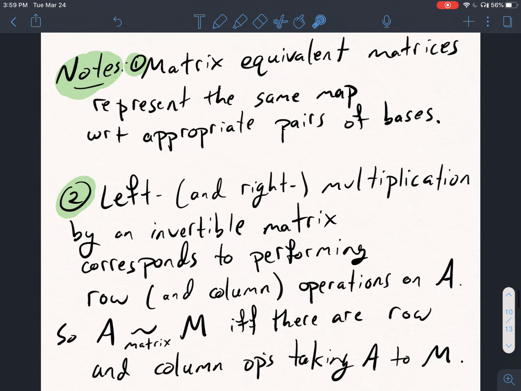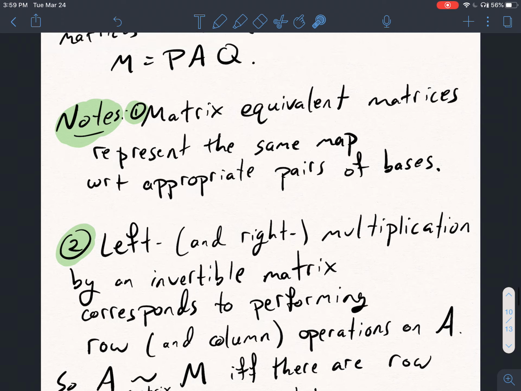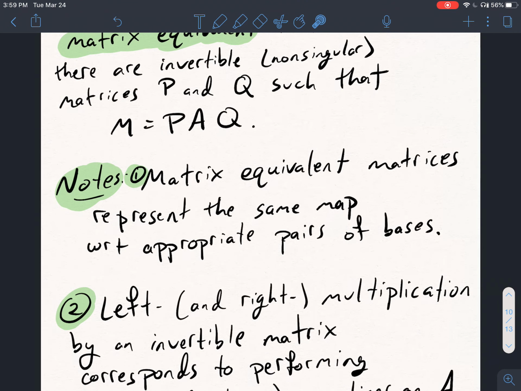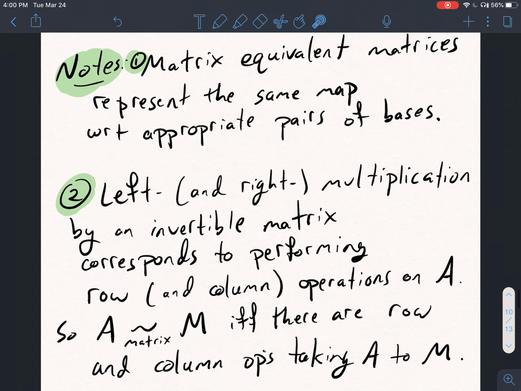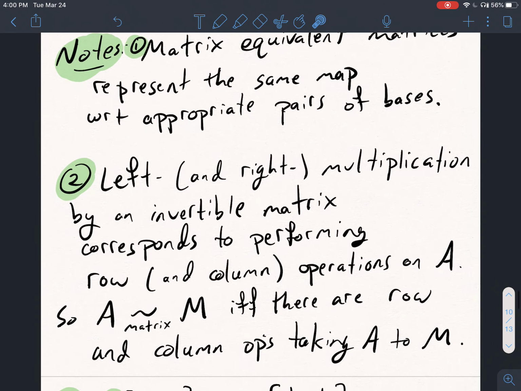Therefore, if A and M are matrix equivalent, if M is equal to PAQ, where P and Q are invertible matrices, then P and Q represent row and column operations done to A. So I can say that A and M are matrix equivalent if and only if there were row and column operations taking A to M.